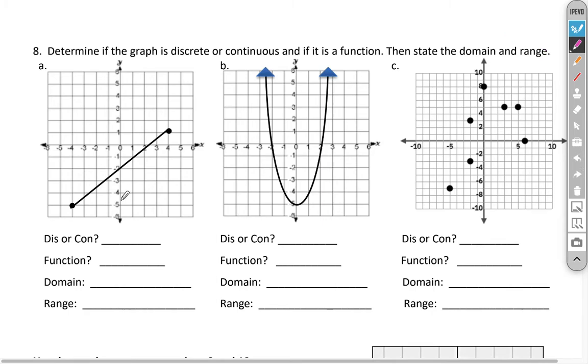So number 1, discrete or continuous. This is a line, so it is continuous. Function, does it pass the vertical line test? Yes. Right now we need to look at domain.